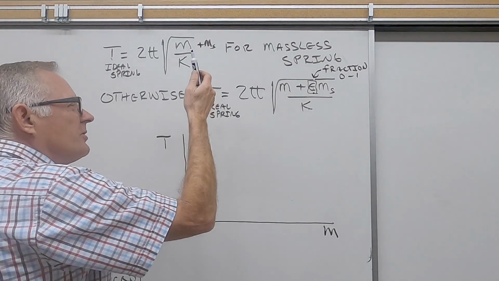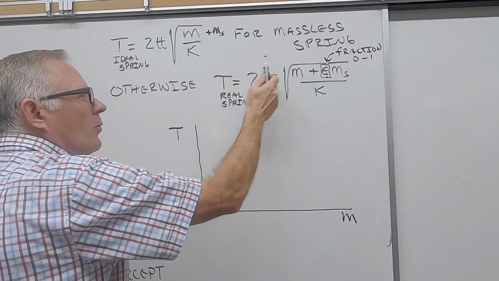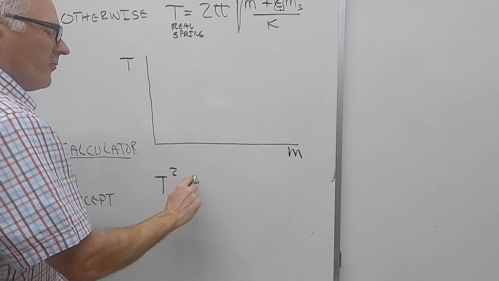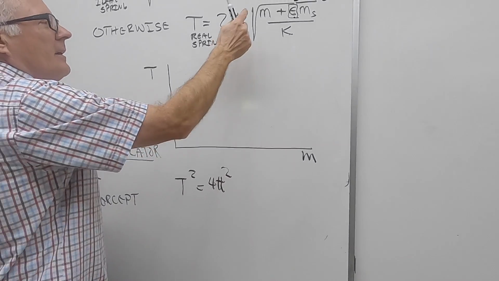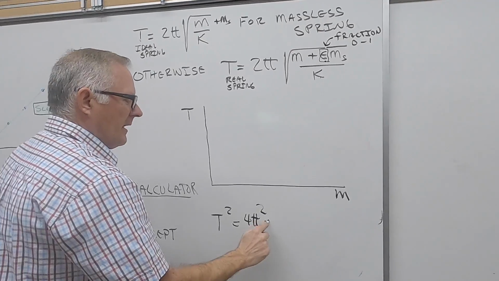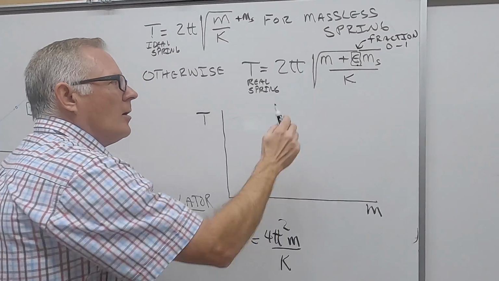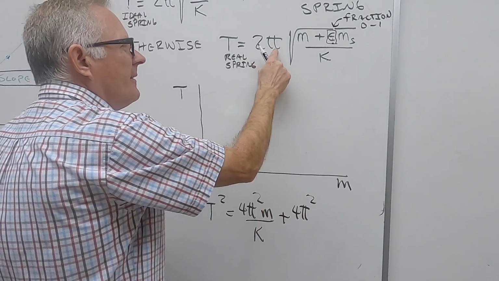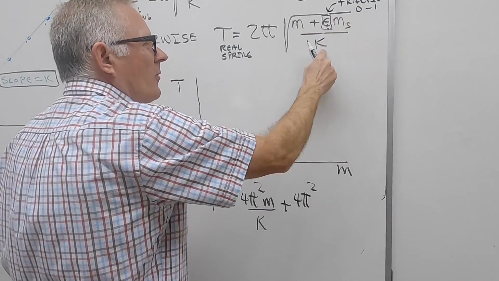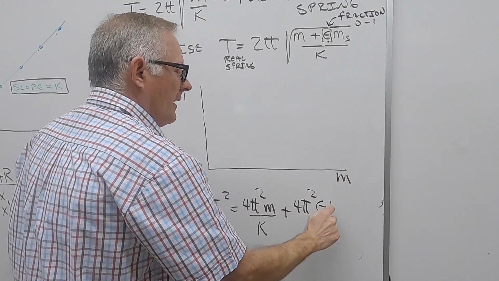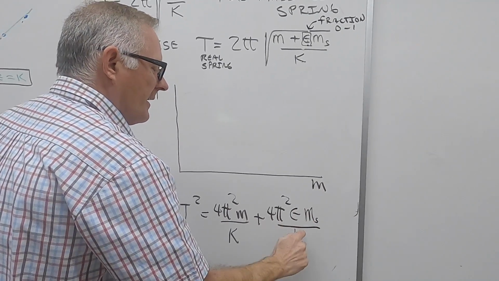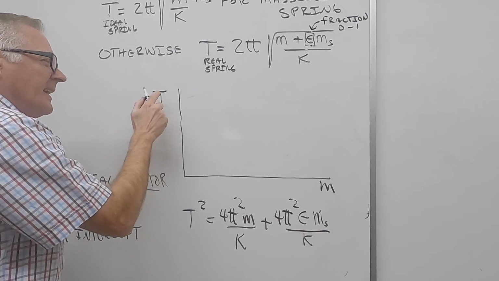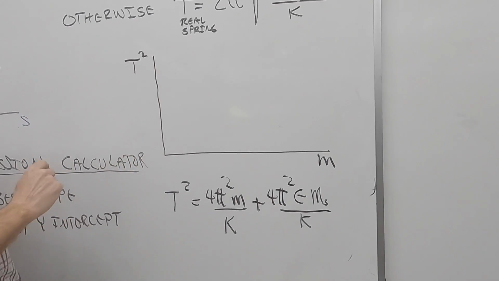So what we'll do is we'll square this. If we square both sides, then what do we got? We got T squared equals 4 pi squared m over k plus 4 pi squared epsilon m_s over k. Well, so now, instead of plotting out T, we're going to plot out T squared.